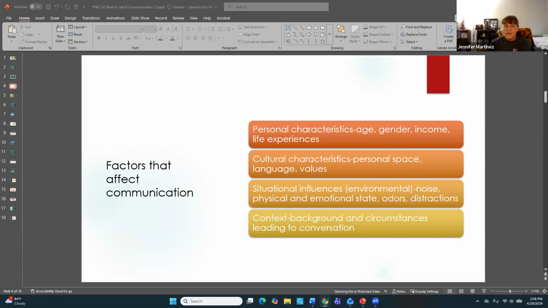Their physical and emotional state. So, what are some physical and emotional states that may be a barrier to communication? Ooh.